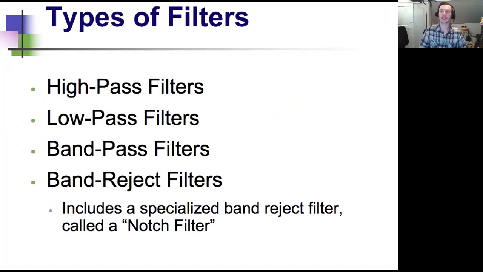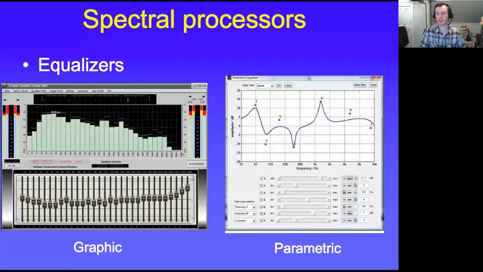Now, if we look at our types of filters here, we have high pass, low pass, band pass, and band reject filters, specifically called notch filters, which are found on that graphic EQ that I showed you, right? This little fader applies to a very specific, in this case, 1/3 of an octave range of frequencies. And I can boost that on most graphic EQs. I can boost that by 12 decibels or cut it by 12 decibels.